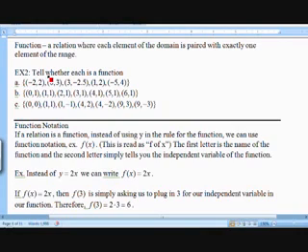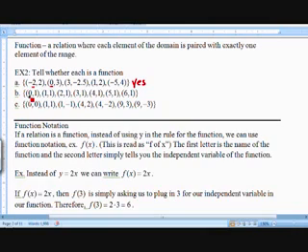Notice in example 2 it says tell whether each is a function. In 2a here, -2 is paired with 2, and we can look down the list and -2 is not paired with anything else, so we're okay there. 0 is paired with only 3, 3 is paired with only -2.5, 1 is paired with only 2, and -5 is paired with only 4, so therefore yes, the first one is a function.